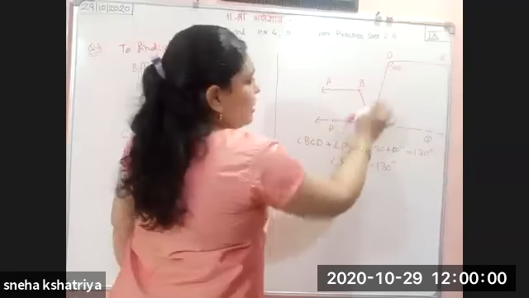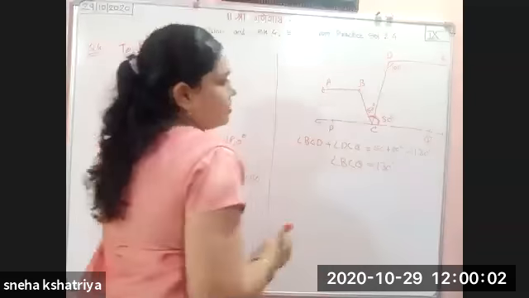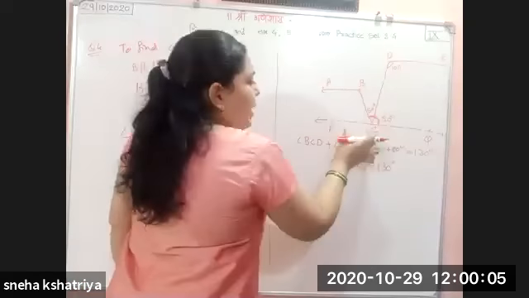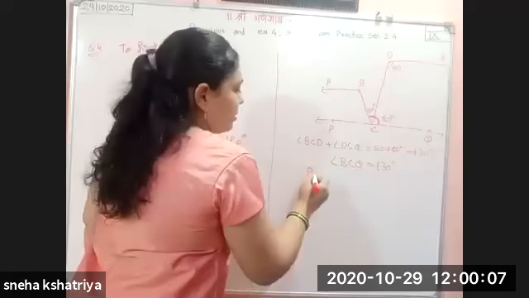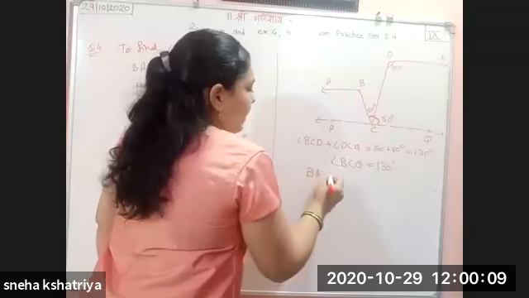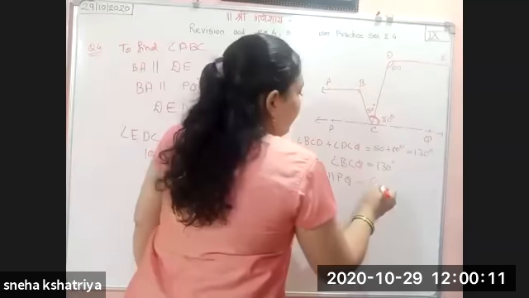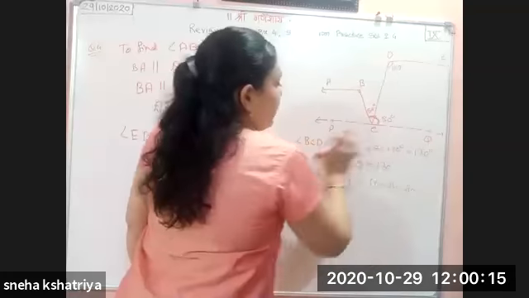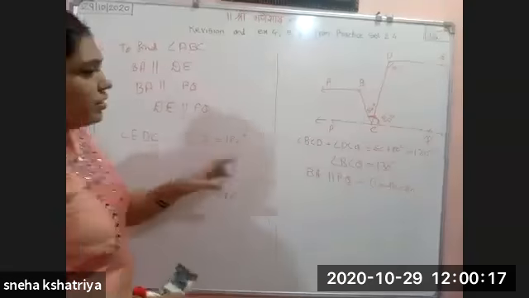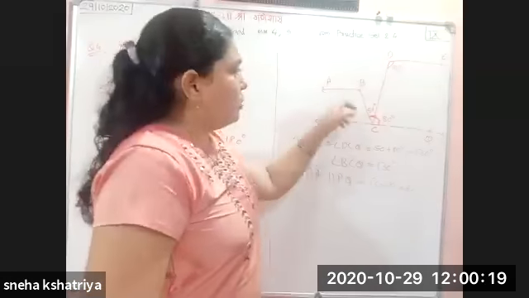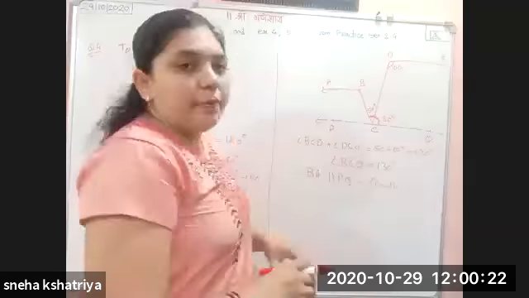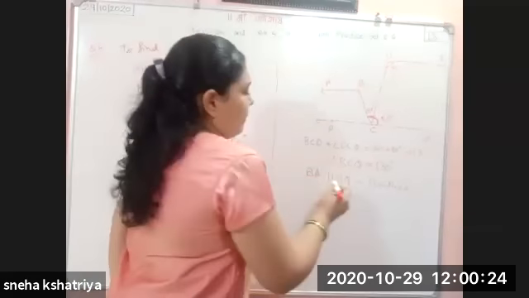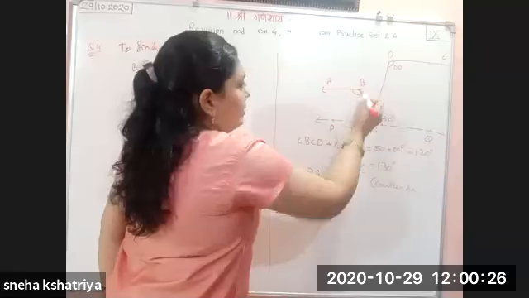We added the angles, these two angles. Now BA is parallel to PQ. We can write this from construction, because we have done a construction. What kind of construction? We drew a line PQ parallel to BA such that it passes through the point C. So BA is parallel to PQ.